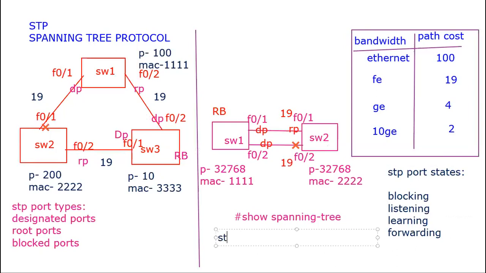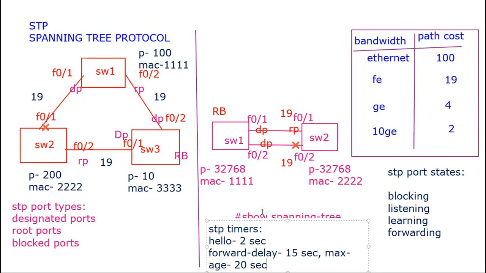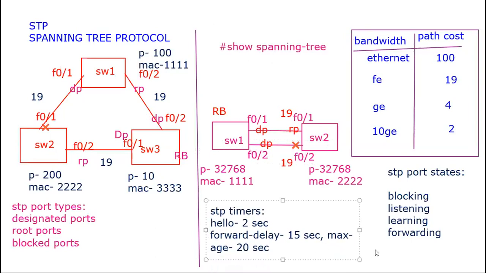Then there are STP timers. What are these timers? First is the hello time, which in STP is 2 seconds. Then is the forward delay time. Forward delay time is actually a 2 times cycle of 15 seconds, so it becomes 30. Then there is the max age time, which is 20 seconds. So these are the timers: hello time, forward delay time, and max age time.